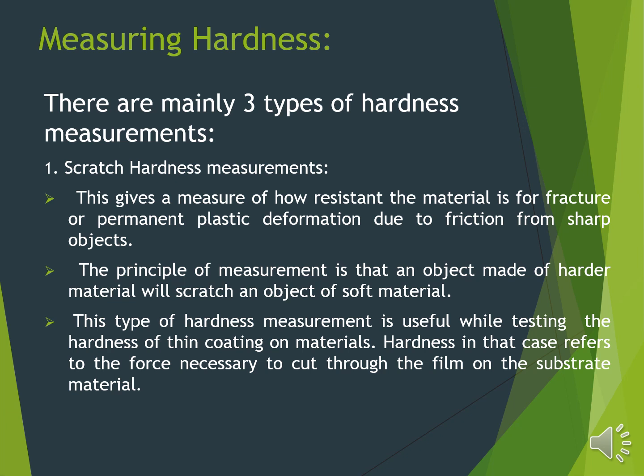Now the principle of measurement is that an object made of harder material will scratch an object of softer material. Now diamond can easily scratch or even cut. This type of hardness measurement is useful while testing the hardness of thin coating on materials. Hardness in that case refers to the force necessary to cut through the film on the substrate of the material.